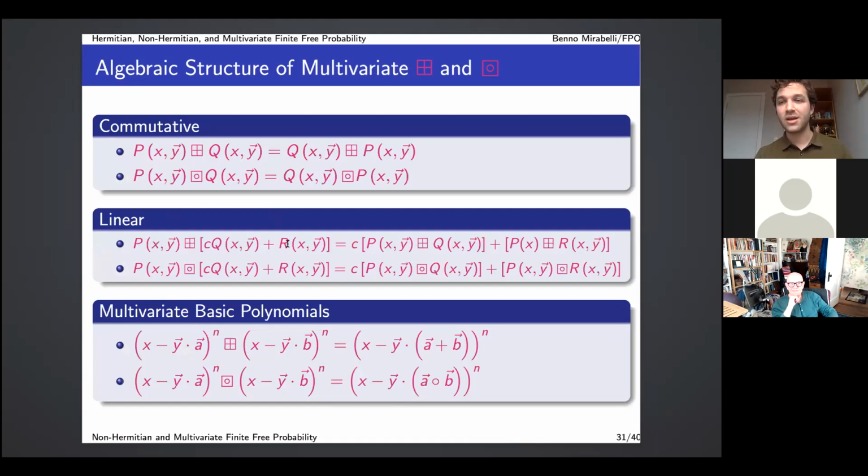This is mirroring what we had before. And now I define a generalization of basic polynomials that I call multivariate basic polynomials, where here I just have a constant vector A and write it as a multivariate homogeneous polynomial in this way, where A is just some constant vector and B is some other constant vector.